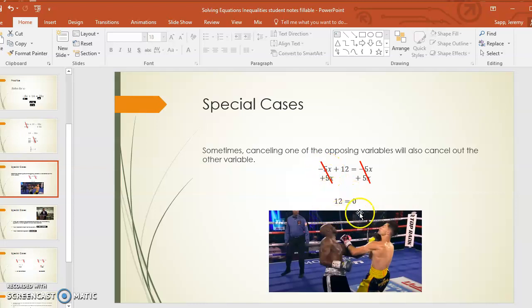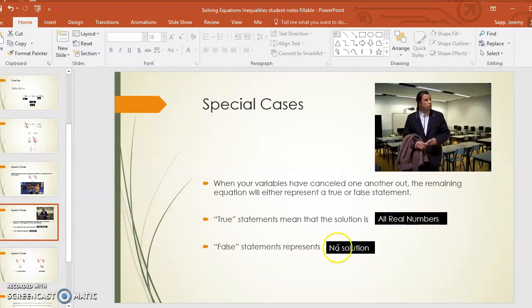Okay, and so here's my statement. My statement is 12 equals 0. Well, that is not a true statement. In no way, shape, or form does 12 equal 0. So if 12 does not equal 0, it's a false statement. Therefore, my answer is no solution.